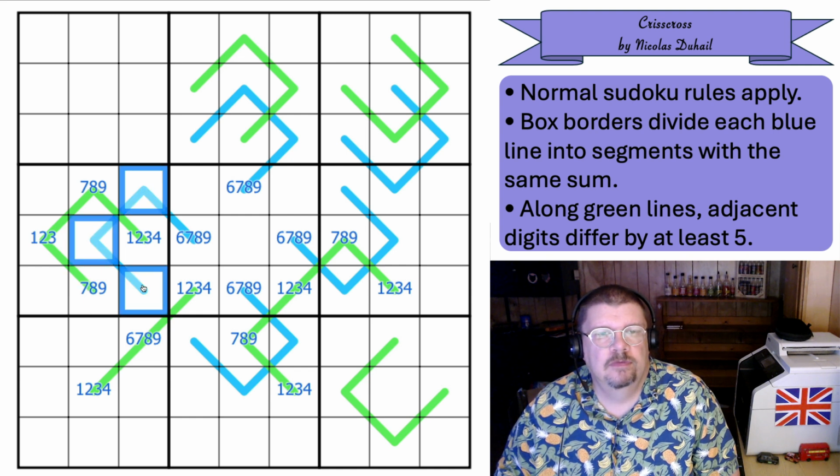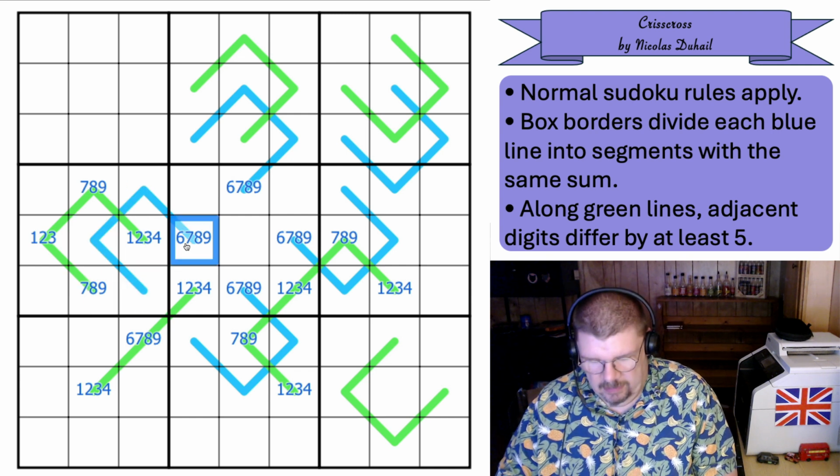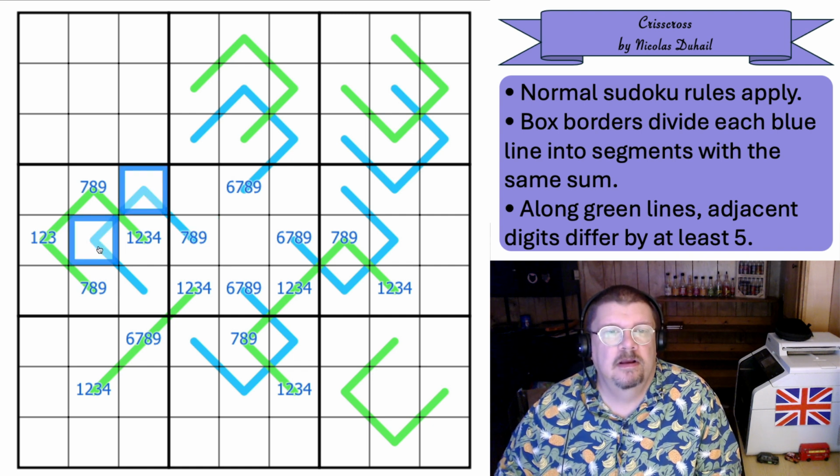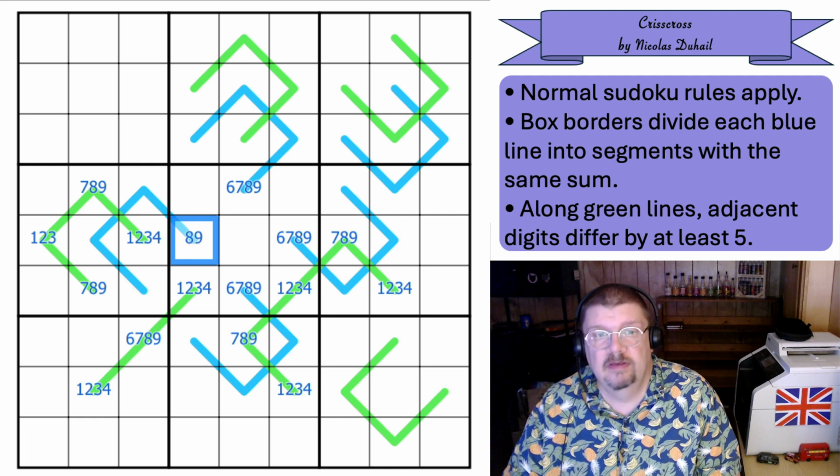This now can't be 1, 2, 3, so that can't be 6. And it can't be 1, 2, 4, because that would give me 5 cells with 1, 2, 3, and 4 in, so that can't be 7.